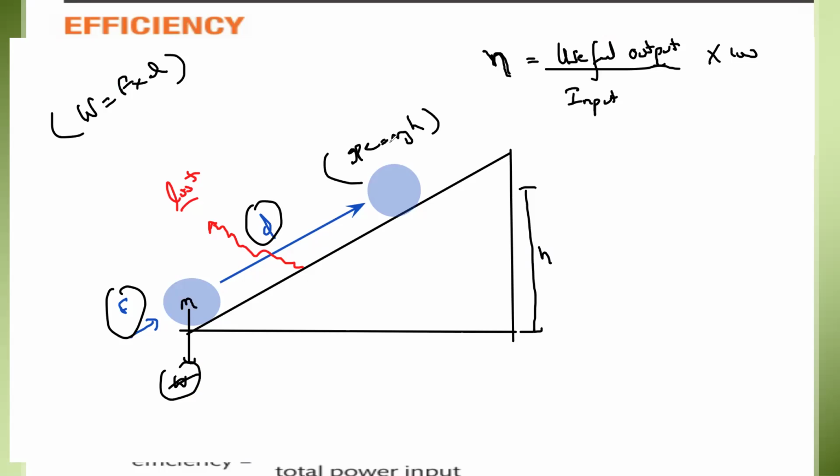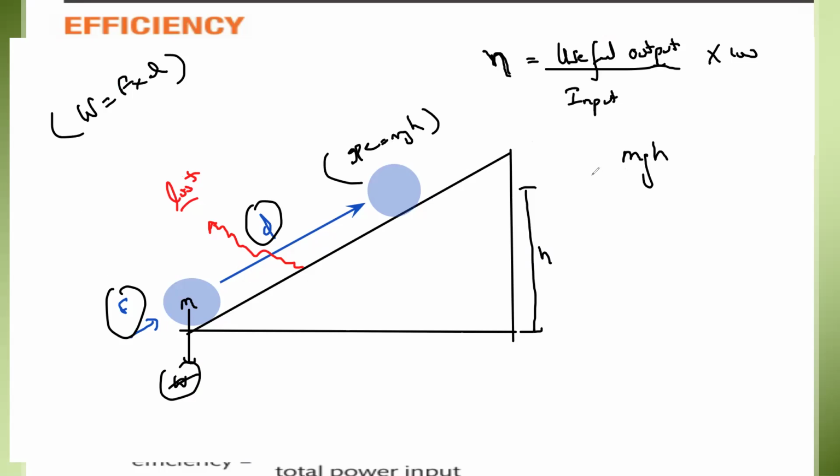What is the useful output here, mgh or F times d? The useful output is mgh, because that is what happened: the object is raised to a certain height. So the useful output will be mgh.